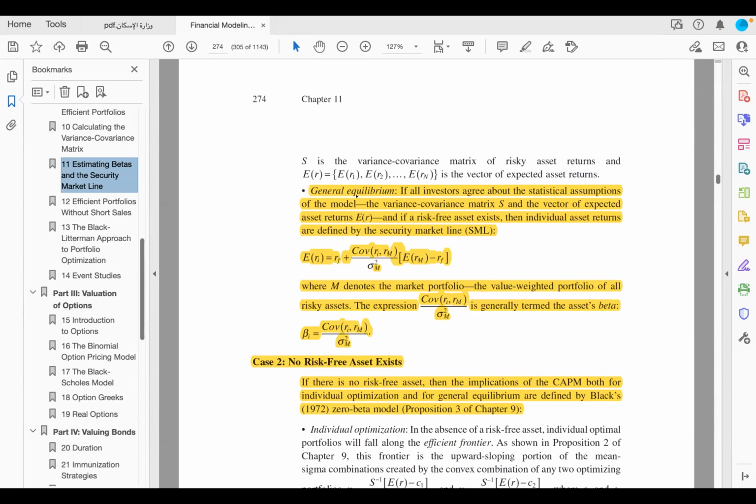If all investors agree about the statistical assumptions of the model, the variance covariance matrix S and the vector of expected returns ER, and the risk-free asset exists, then all the investors should choose the same SML. It's a very important assumption here. Let me just repeat it.